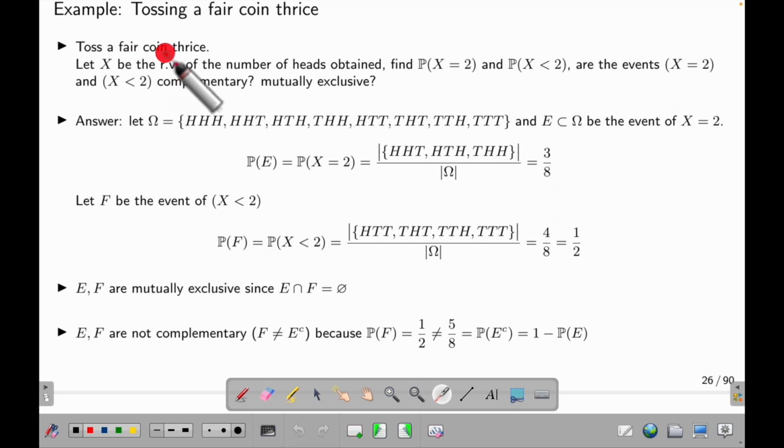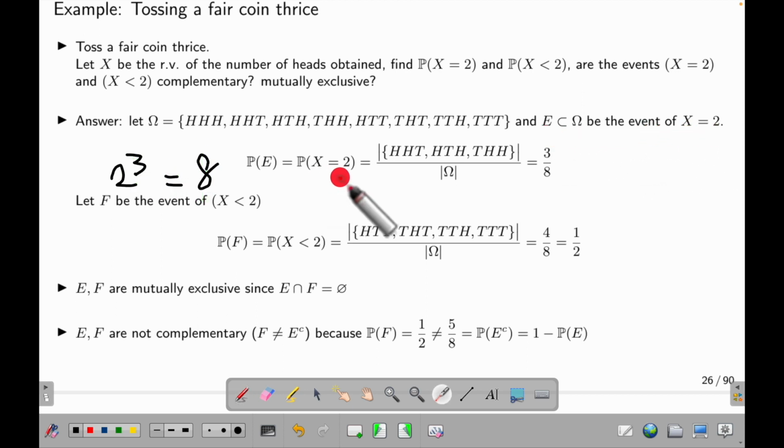So suppose we toss a fair coin 3 times. Let x be the random variable of the number of heads obtained. Now I want to find the probability of getting 2 heads and the probability of getting less than 2 heads. The second question is, are the events of 2 heads and less than 2 heads complementary? Are the events mutually exclusive? Let's find out. Recall in probability, whenever we start, we first need to identify the sample space omega. The sample space omega here is about tossing a fair coin 3 times. These are all the possible results of tossing the fair coin 3 times. How many of them? It will be 2 to the power 3, which is 8. Now let E be the event x equal to 2.